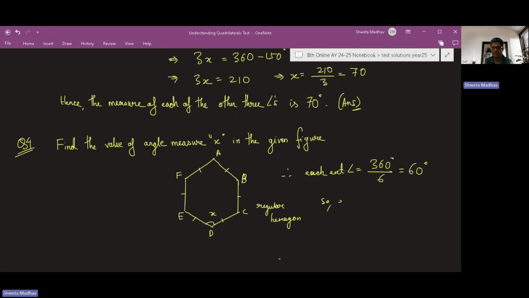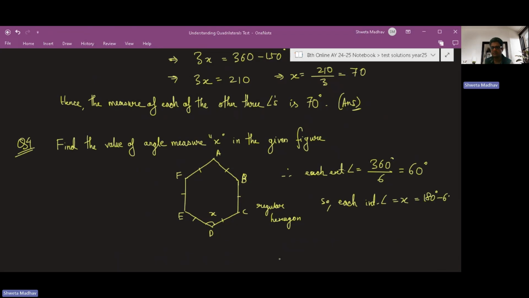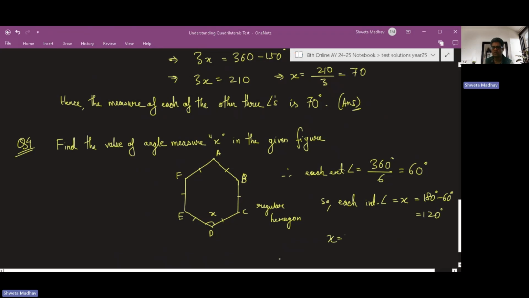And so each interior angle, that is the same as x, will be equal to 180 minus 60 degrees. So that is 120 degrees. So the value of x is 120. So this is the answer.